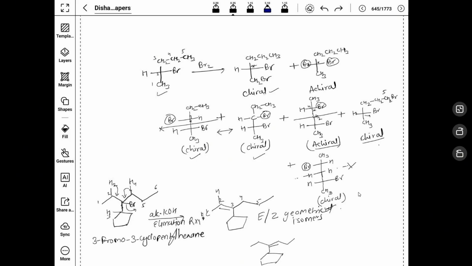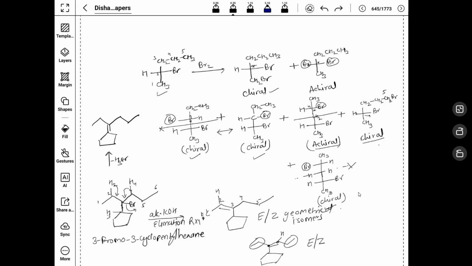And in this case also, you can see that this double bonded carbon has different substituents. This one is hydrogen, this one is ethyl, this one is ethyl, and this is cyclopentyl. Therefore, it can also show E/Z geometrical isomers. Okay, now let's remove proton 3. If you remove proton 3, then you will have this structure.